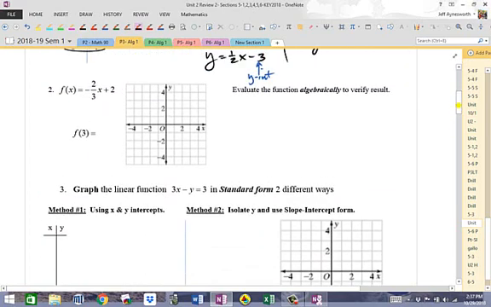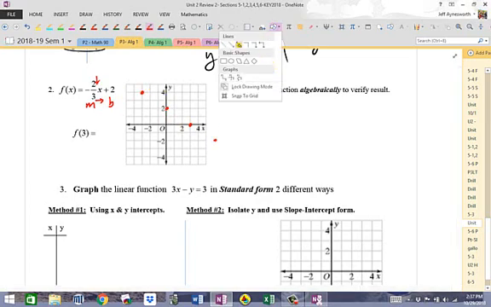Okay, given f of x equals -2/3 x plus 2, evaluate the function algebraically and graphically. So let's graph the function. We have a slope of -2/3 and a y-intercept of 2. So that means down 2, right 3. So down 2, right 3, down 2, right 3, and reverse it: up 2, left 3. And then you draw your line.